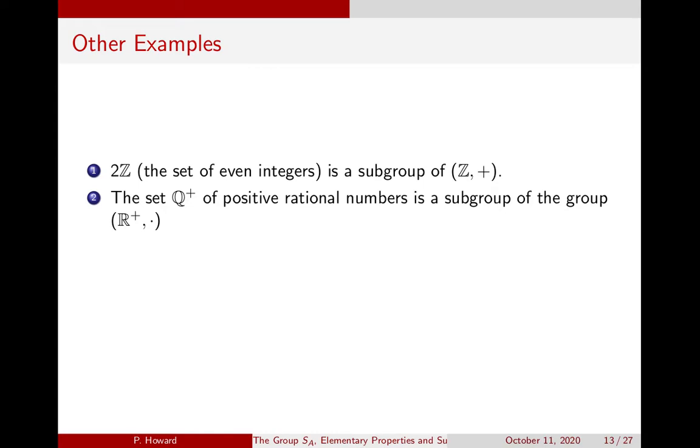The set of positive rational numbers is a subgroup of the positive real numbers using multiplication. So the positive rational numbers is a subset of the positive real numbers. The set of positive rational numbers is non-empty. If you multiply 2 positive rational numbers, you get a positive rational number. And the inverse of a positive rational number a over b is b over a, which is also a positive rational number.